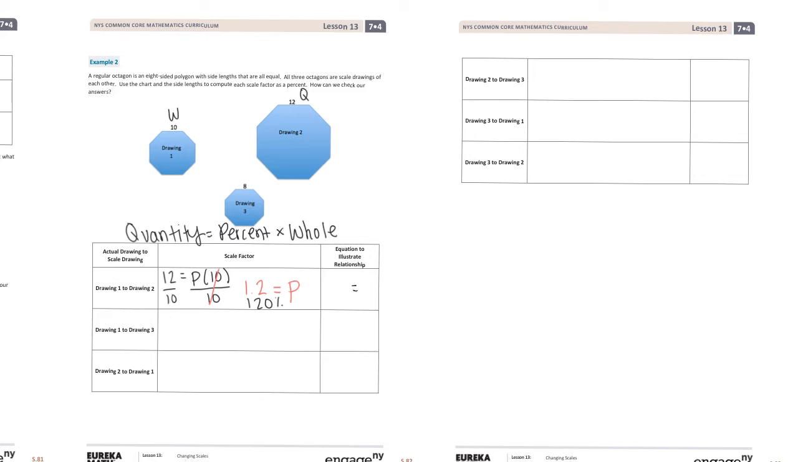To find the equation to illustrate the relationship, we want to know what's going to get us to our quantity. So we know our value for our quantity of drawing 2 is 12. And we knew that 10 times 1.2 is going to give us 12.